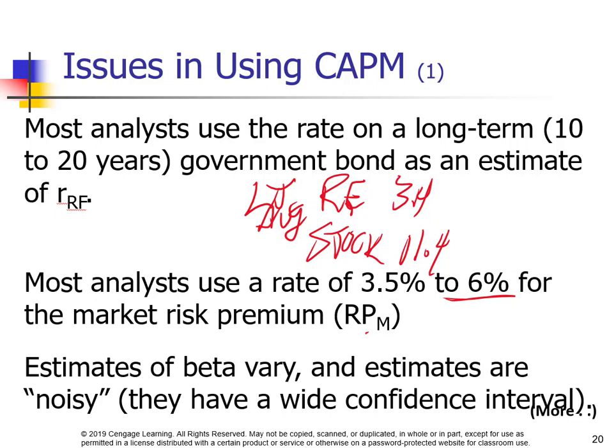But again, what numbers you use is not really as relevant as being consistent with those numbers. In addition, you know that beta varies. Beta can change, although it changes slowly. But what's most important here is how beta is calculated.